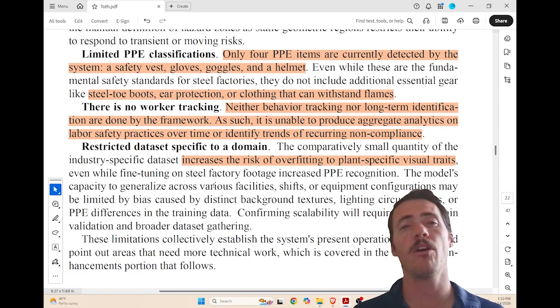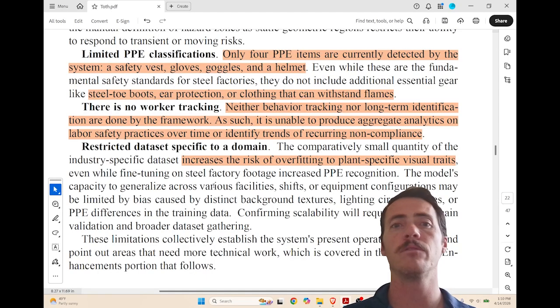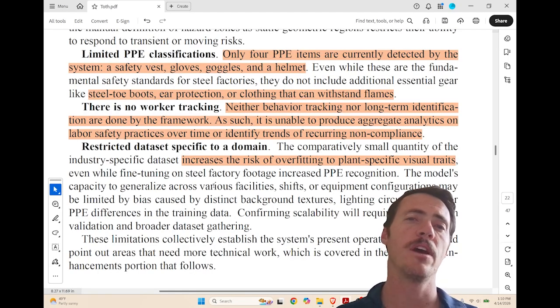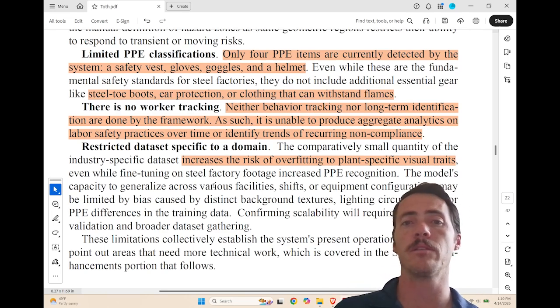Another limitation is there are only 4 categories of PPE that were used here: safety vest, gloves, goggles, and helmet. But there are, of course, other ones that a plant might require, such as steel-toe boots, ear protection, or fire-resistant clothing, and that was not specifically included in this approach.